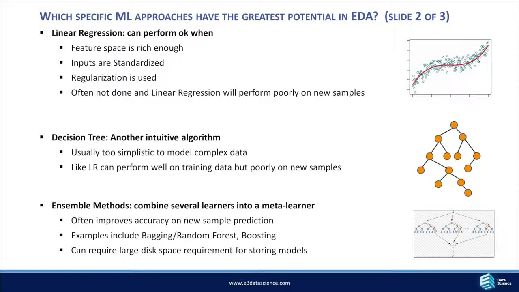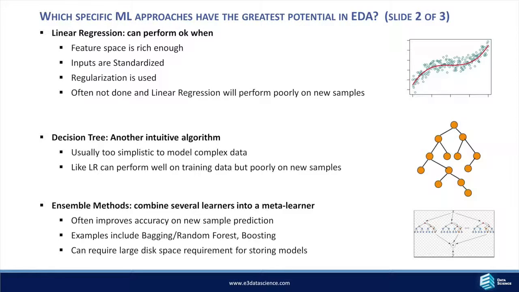Next, a model that people are pretty familiar with, I would suspect, is linear regression. And this actually can do a pretty good job if the following conditions are met. The feature space is rich enough. What that means is often we need to derive additional features through interactions or other basis functions to model nonlinearities. We should standardize our inputs, which means making sure the inputs are all of a similar range. And we should also use regularization for feature selection. Unfortunately, most of the time these things aren't done, and linear regression doesn't perform very well on new samples.